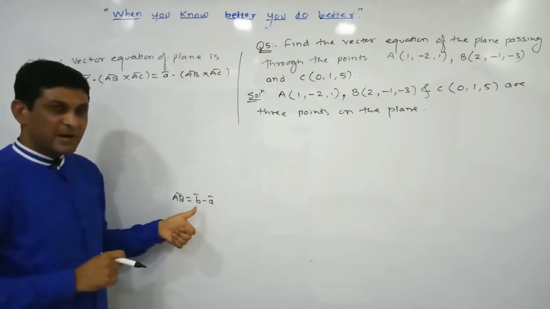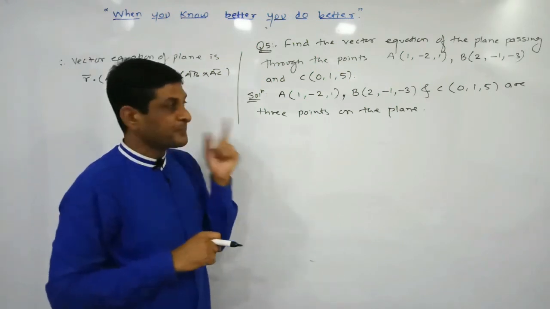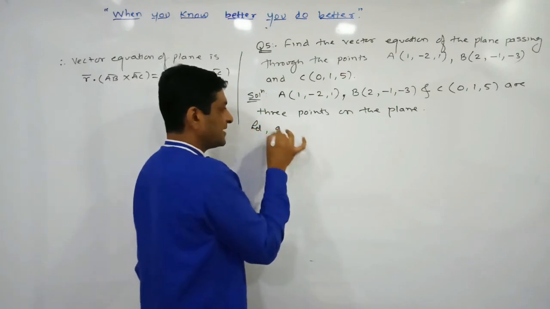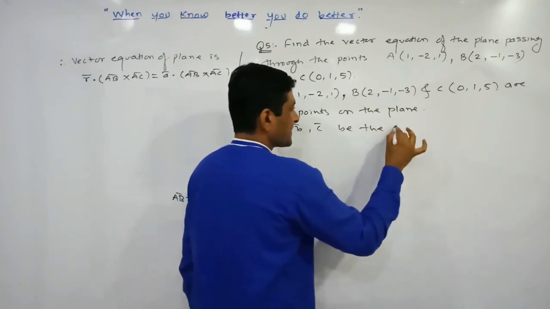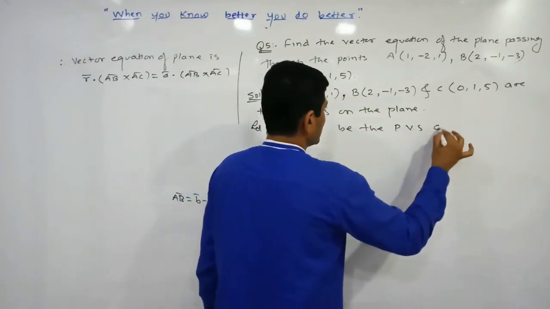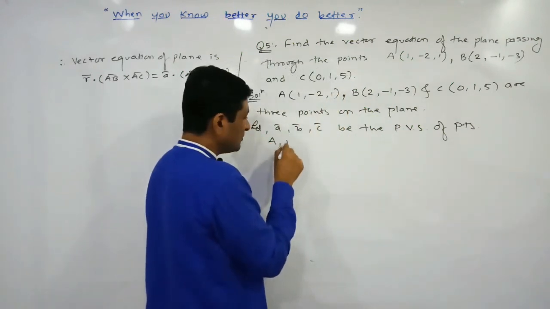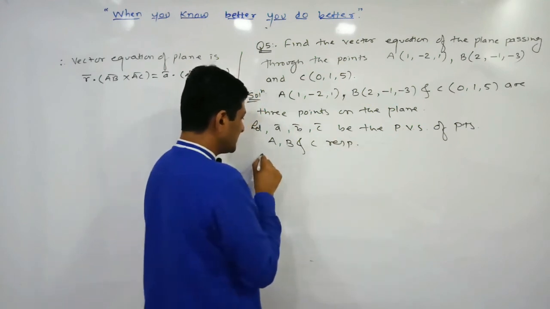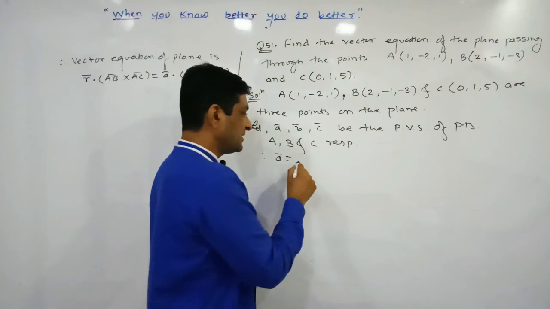And what are this A bar, B bar, C bar? They are nothing but the position vectors of these 3 points. So first define the position vectors. We suppose that let A bar, B bar, C bar be the position vectors of points A, B and C respectively. So therefore A bar will be equal to, from the coordinates of point A, what will be the value of A bar?